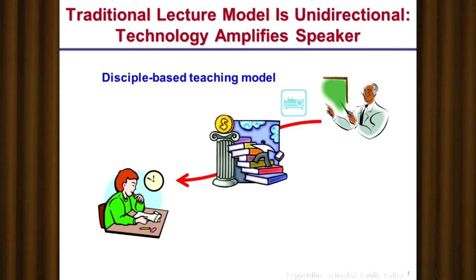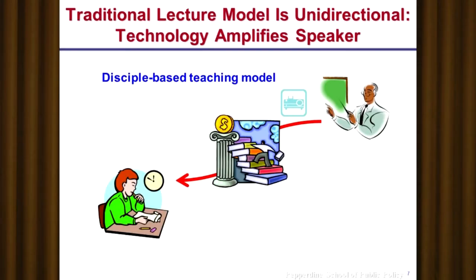In this model, technology, oh, that's interesting. You can't see my little computer here. There's a little computer here. It's actually a projector, an overhead projector. Technology is used typically in this setting to amplify the voice of the expert. It's designed to give them a fancier cave wall, if you will, to write on, or to be able to use other types of content besides just written content.